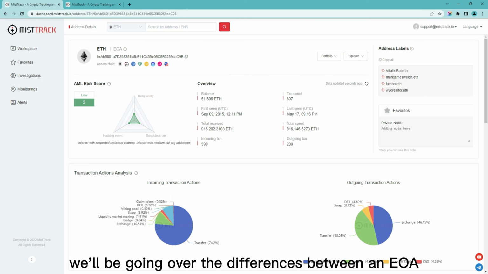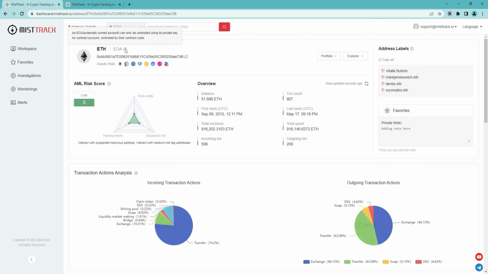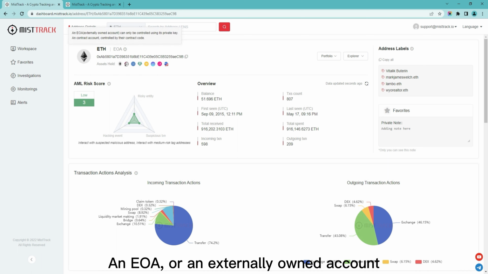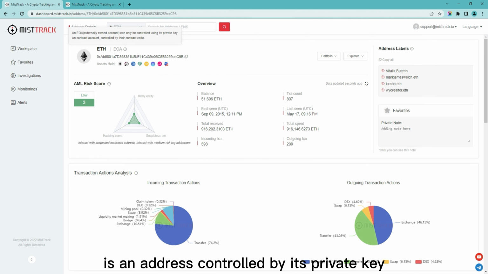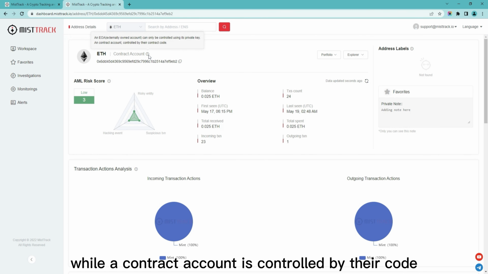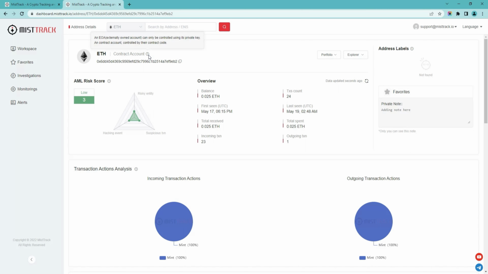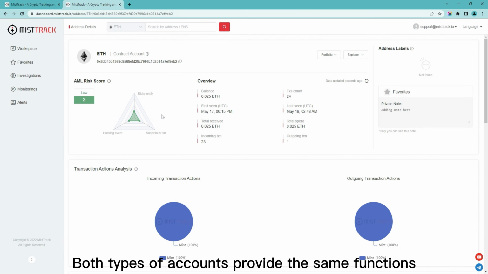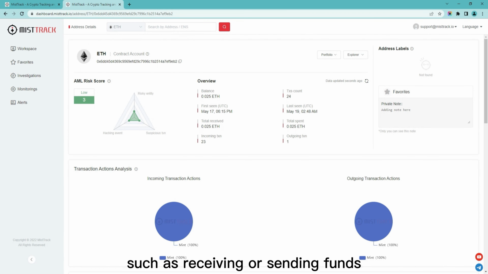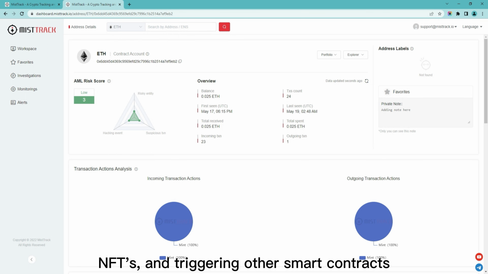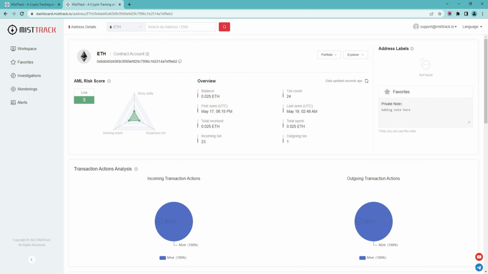Today, we'll be going over the difference between an EOA and a contract account. An EOA, or an externally owned account, is an address controlled by its private key, while a contract account is controlled by its code. Both types of account provide the same functions, such as receiving or sending funds, NFTs, and triggering other smart contracts.